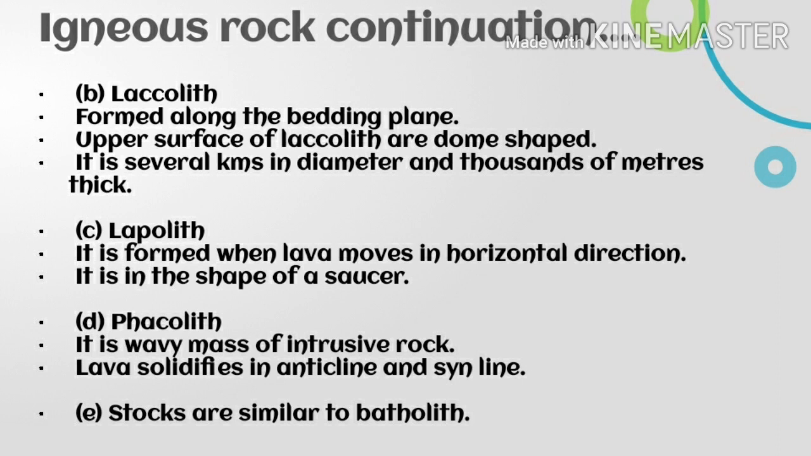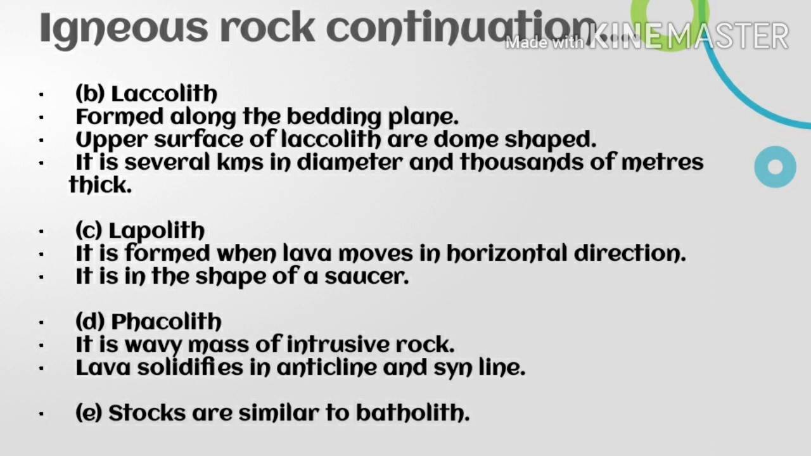The next one is the lapolith. Okay, so now what happens is, when the molten magma starts to rise up, at that time some part of the molten magma moves in a horizontal direction towards the weaker plane region, and it solidifies in that area in the shape of a saucer, which is a concave mass which is facing upward.